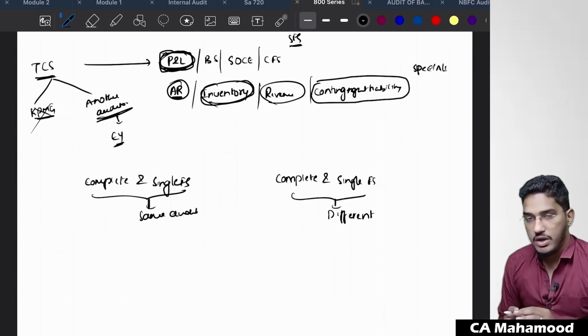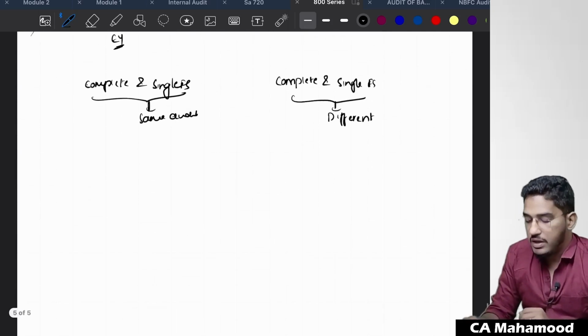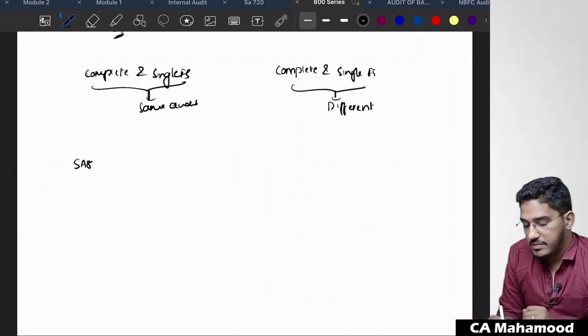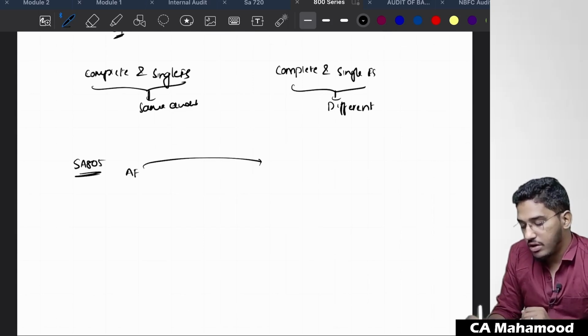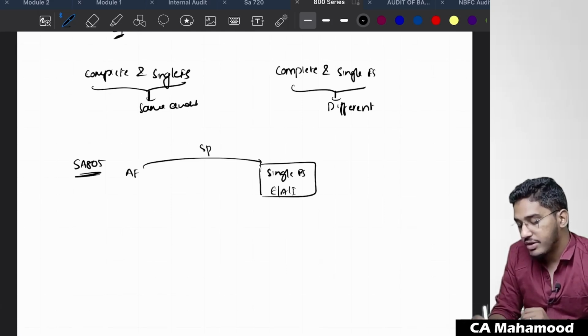Understood now? So you all understood what is a single financial statement, what is a specific element or account or item of the financial statement. Now what SAE 805 says is, if you are a practicing chartered accountant, if you are an audit firm, and you are called upon to conduct the audit of a single financial statement or of a specific element, account or item of the financial statement, what special things you have to keep in mind.